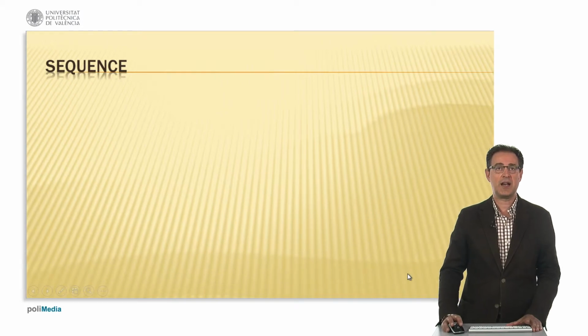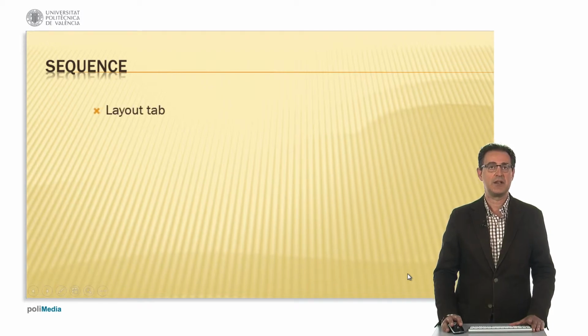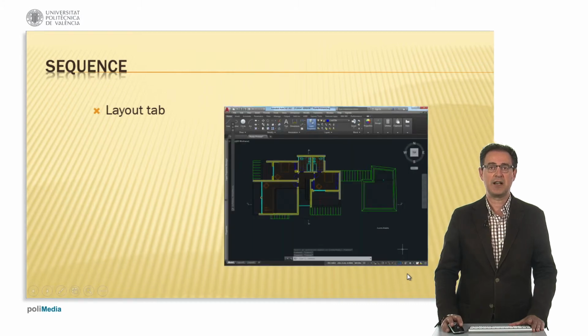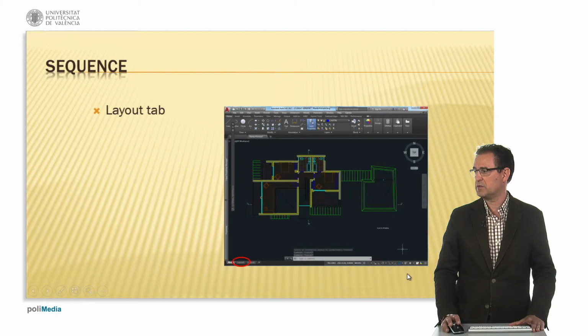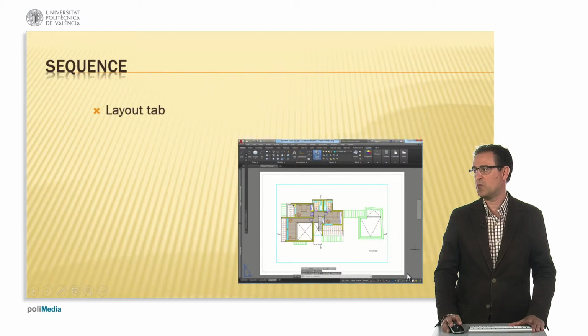The sequence that I propose to create a layout and print it is to start from the model space, clicking on the tab that is located in the lower left corner. You can select one of the tabs labeled Layout 1, 2 and so on. And then when you have clicked, the paper space is open.